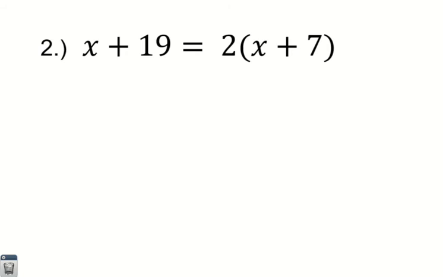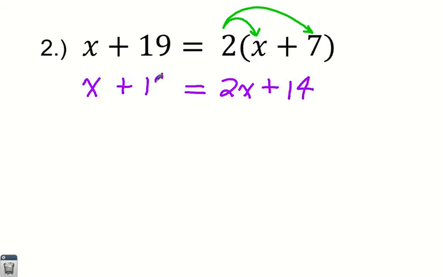Number 2, same deal, right? Don't we have to clear the parentheses before doing anything else? And when we distribute the 2, 2 times x is 2x, 2 times +7 is +14. The left side is still x plus 19.